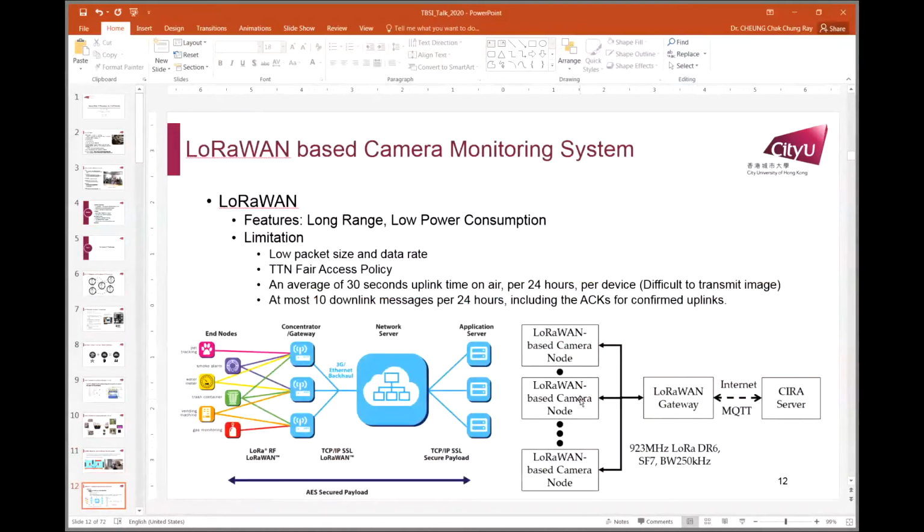The third application we want to introduce today is the LoRaWAN-based camera monitoring system. You can see these are the long-range Wi-Fi camera nodes, and we want to connect them with the system. Given that they have a long range and need to reduce power consumption, they also have what we call access policies. For example, on average, a 30-second uplink every 24 hours. So the time for transmission is very limited. In that kind of IoT scenario, how can we ensure the data is transferred?